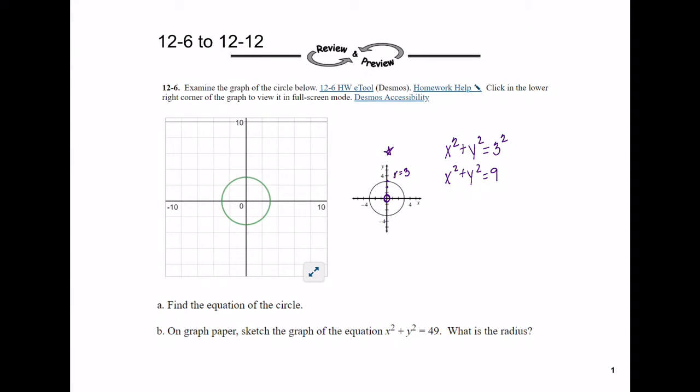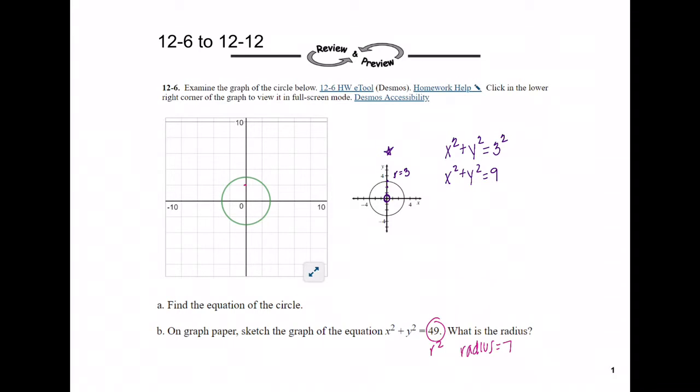On the graph paper, sketch the graph of the equation x squared plus y squared equals 49. What is the radius? So looking at this, we know that this number right here is equal to r squared, so the radius is equal to 7. So if we sketch this on our paper, I'm going to sketch it on this larger graph.